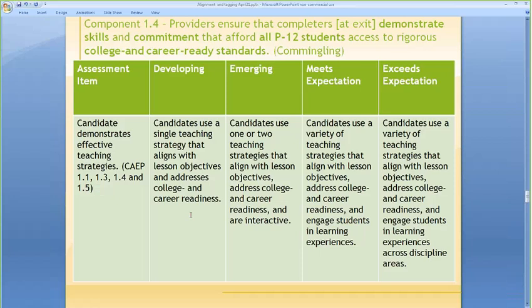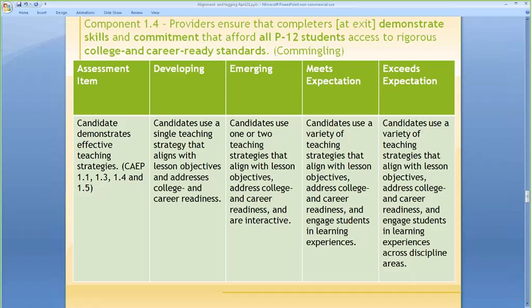Again, we're getting into a bit of a frequency count when we say, well, they're using 1 or 2 teaching strategies that align with objectives, address college readiness, and are interactive. Then we've got use a variety that align with lesson objectives, address the standards, and engage students. And here we've got a variety of teaching strategies that align with lesson objectives, that address college and career readiness, and engage students in learning experiences across disciplines.